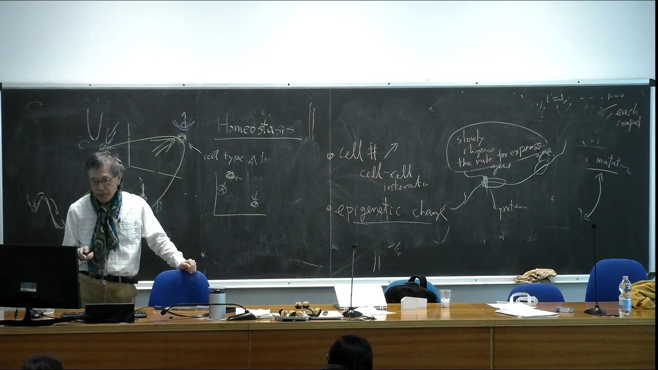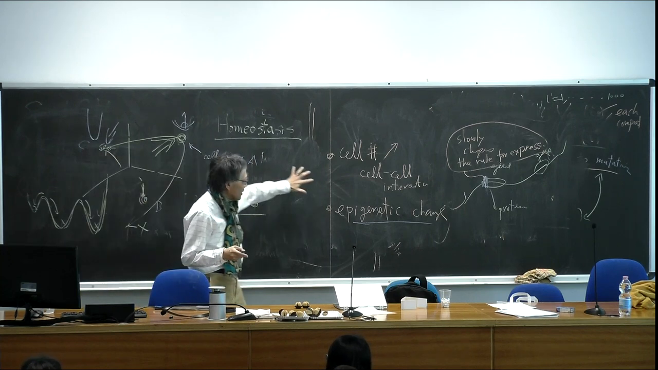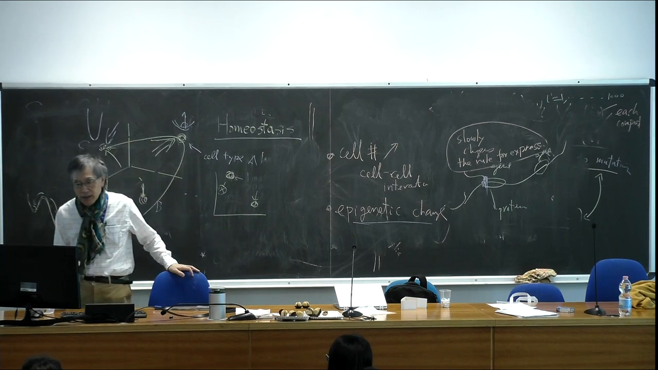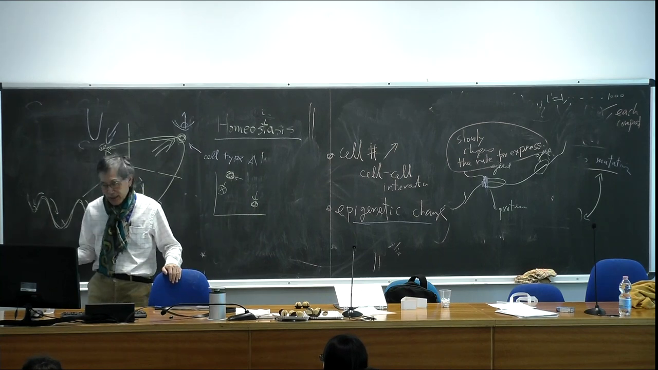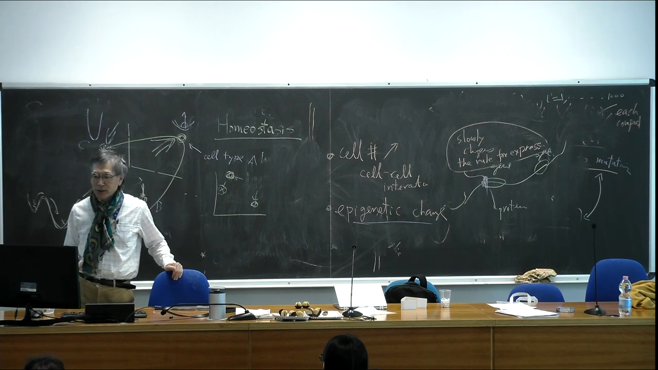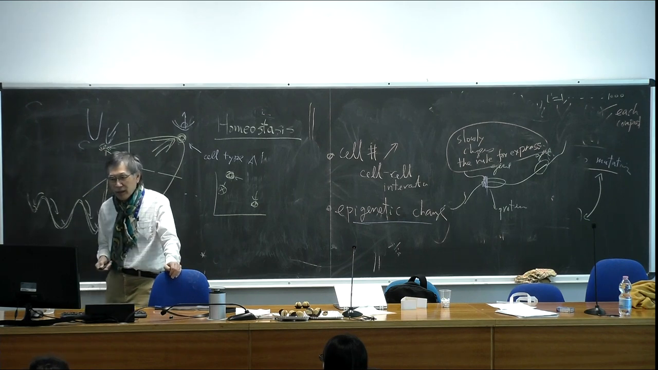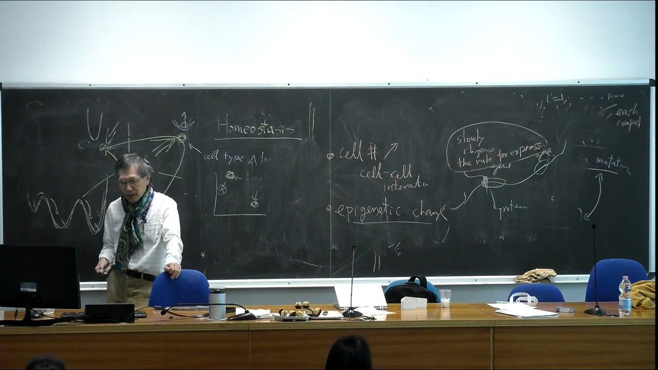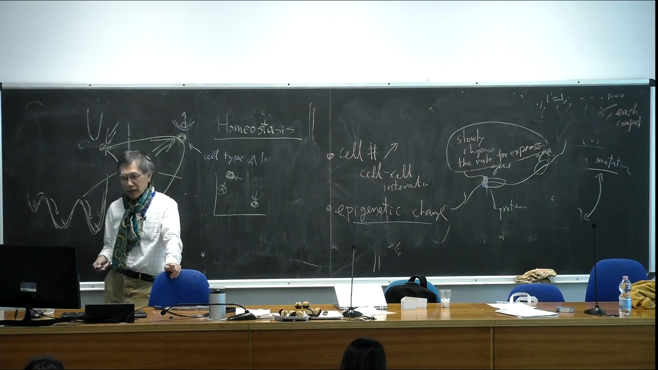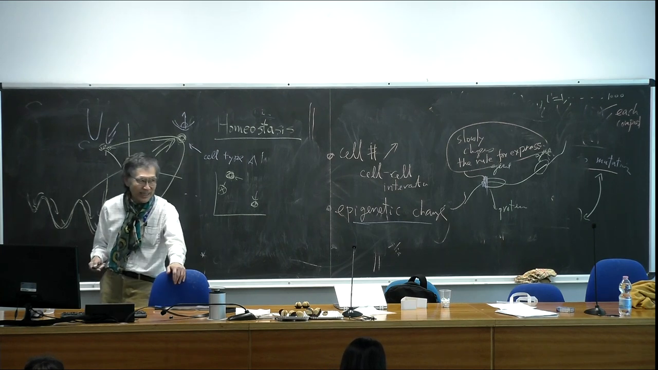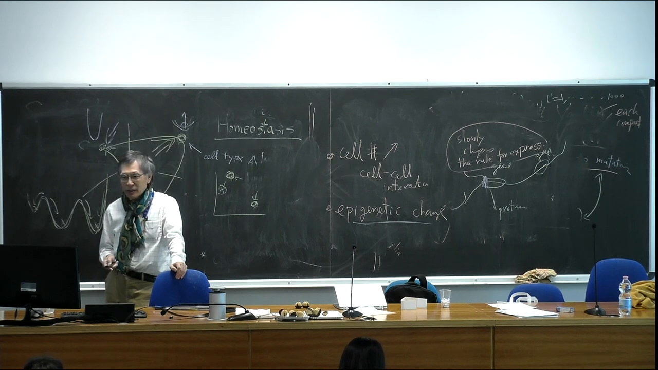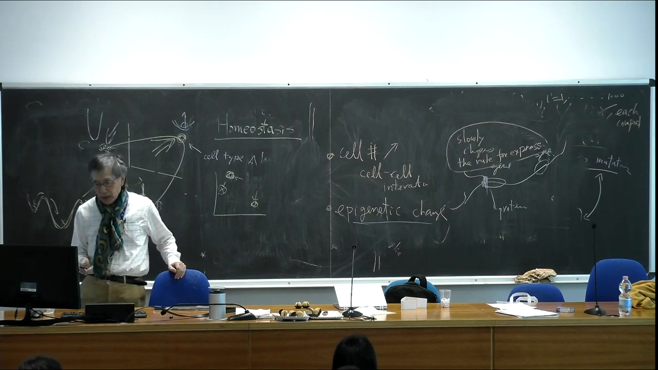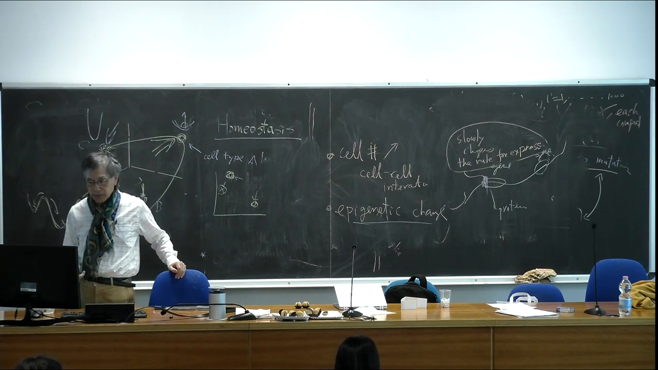So this is the first possibility: cell-cell interaction. We discussed that earlier, and originally it's more than 25 years ago. We did this work with Chikara Furusawa, when he was a completely theorist. And another one is this kind of epigenetic change, and that's more recent. First I talk about the first possibility.